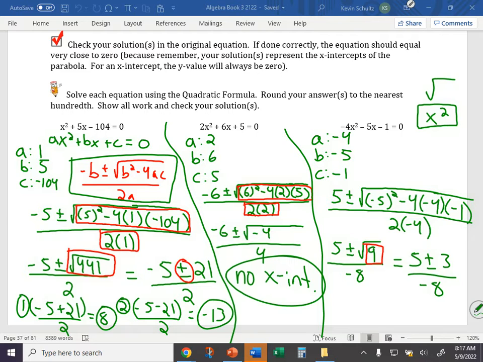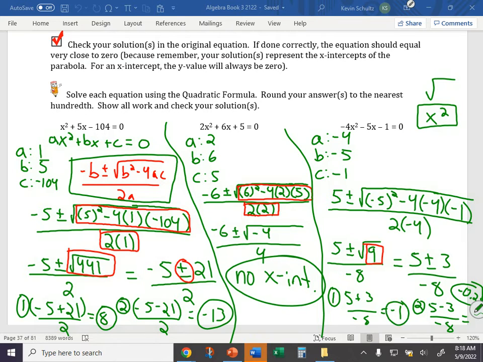Okay. Where do we go from here? Ellen. So first you could do 5 plus 3 and then divided by -8, which is -1. Okay. First answer is 5 plus 3 divided by -8, which equals -1. And our second answer would be 5 minus 3 divided by -8, which equals -0.25 or -1/4.